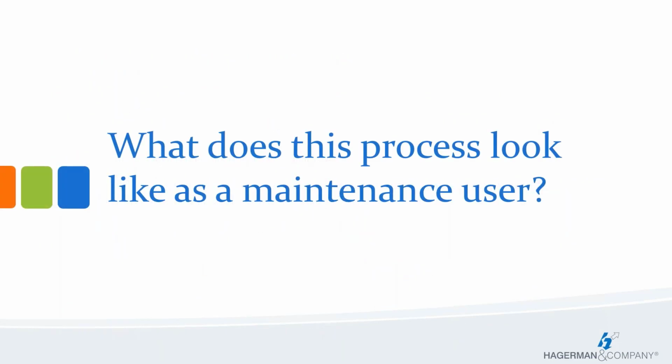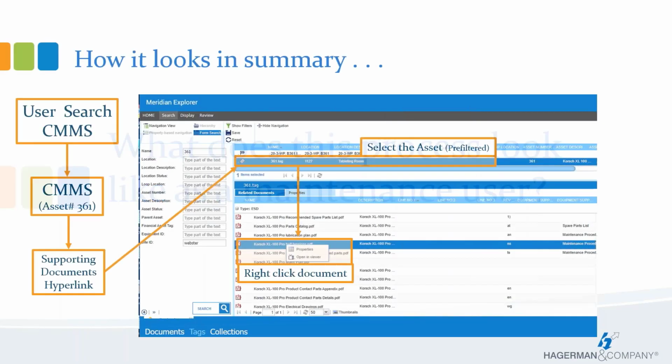All right, so now let's take a look at what this process actually looks like as a maintenance user. So in summary, how this looks is if we start in the top left corner, the CMMS user is going to perform a search. Let's say they search on asset 361. Once they find it in the system, they're going to click the supporting documents hyperlink.